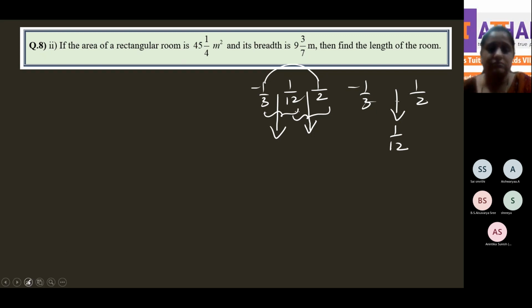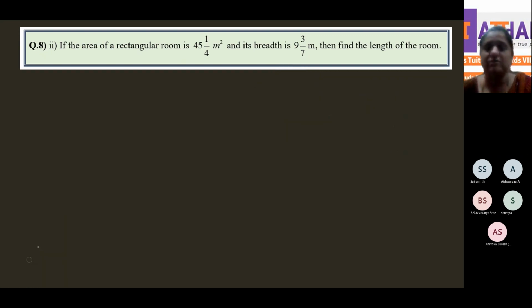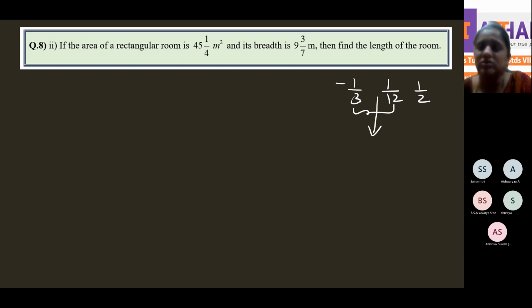See, minus 1 by 3 and 1 by 2 are the given numbers. We inserted one rational number between these two. Now to find the next one, you can use the same technique to find a number between these two. The rational number lying between these two will also lie between minus 1 by 3 and 1 by 2. Or you can find a number between these two, which will also lie between minus 1 by 3 and 1 by 2.